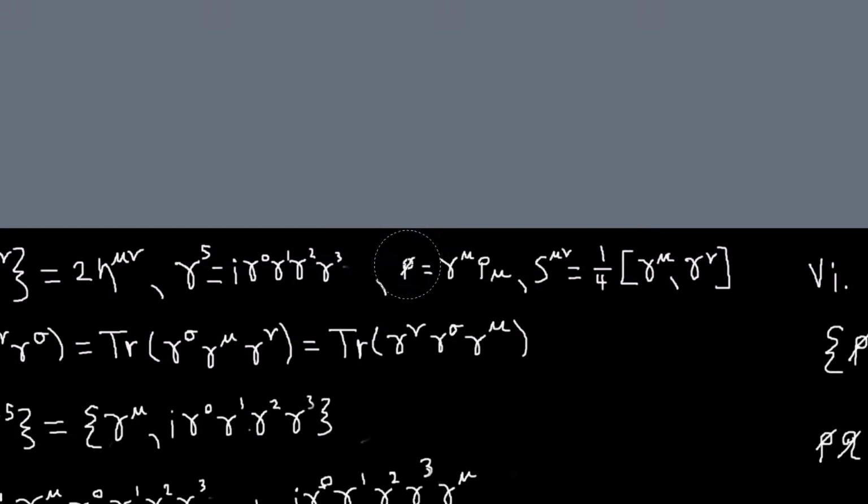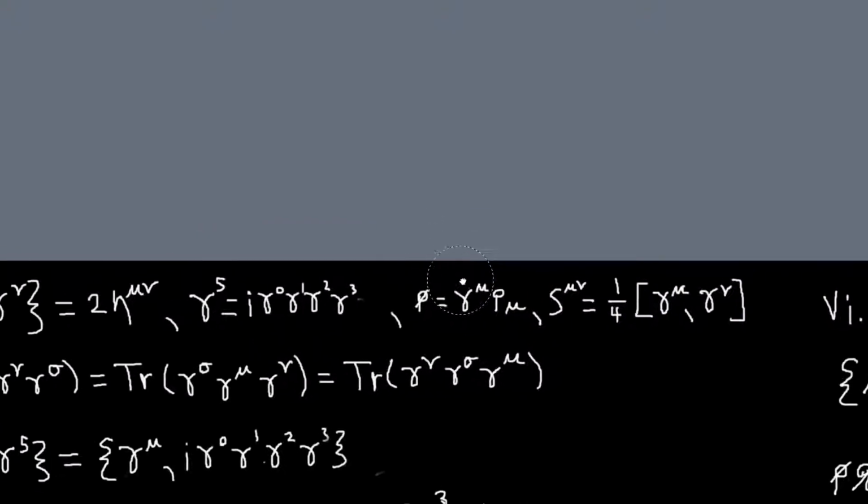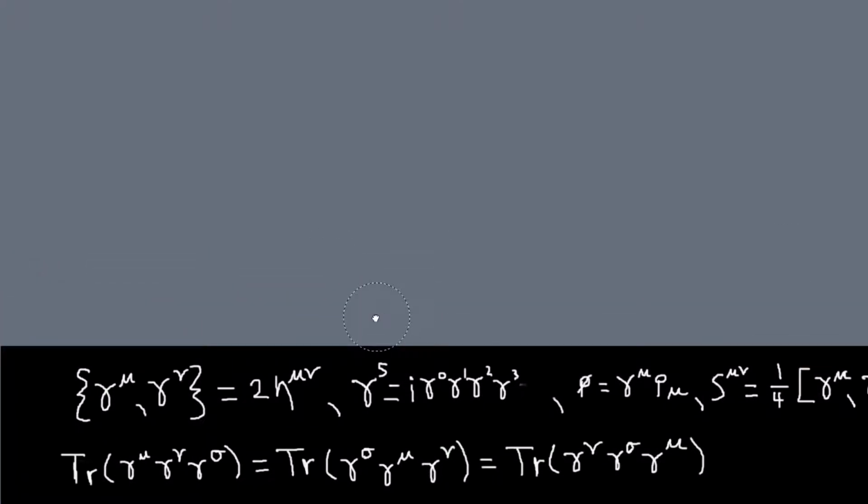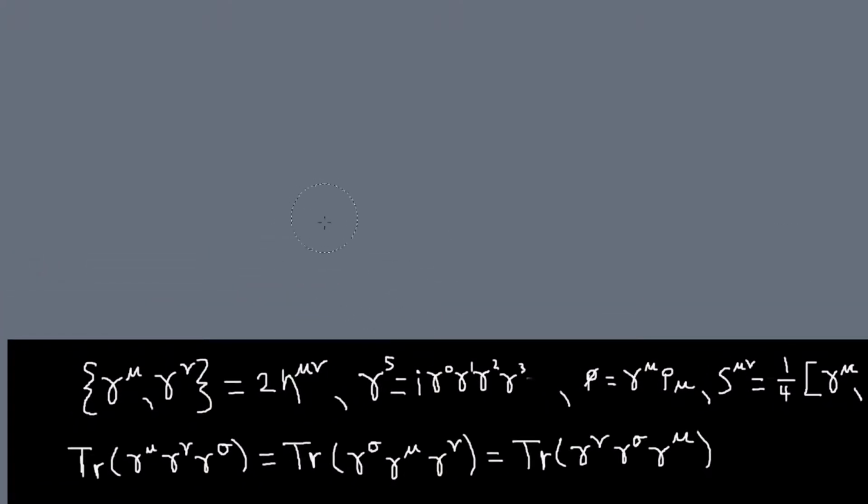The definition of p slash in this case, but any kind of thing with a slash through it just means contracting it with gamma mu. This S mu nu is 1/4 the commutator of the gamma matrices. And we're going to be doing a bunch of proofs that involve the trace.